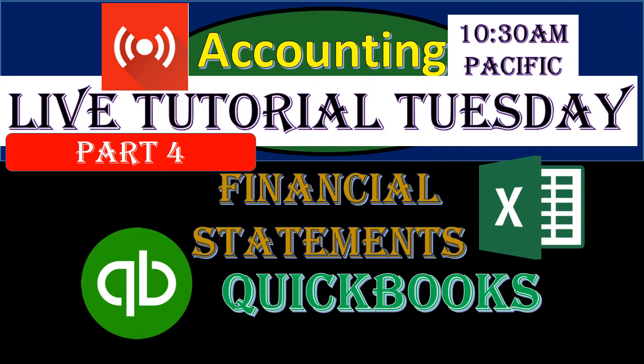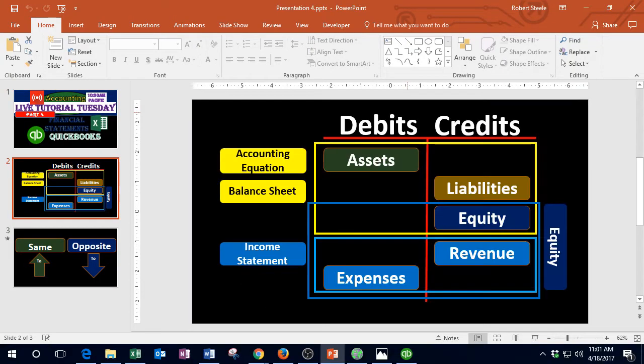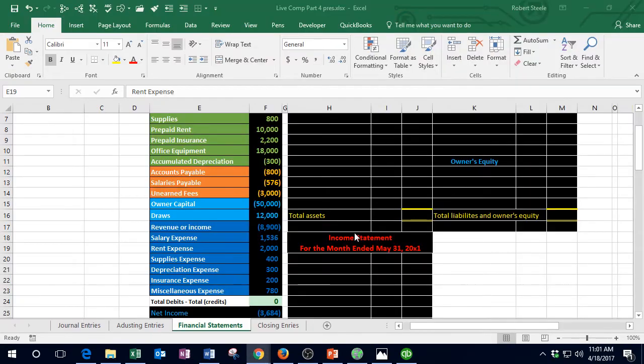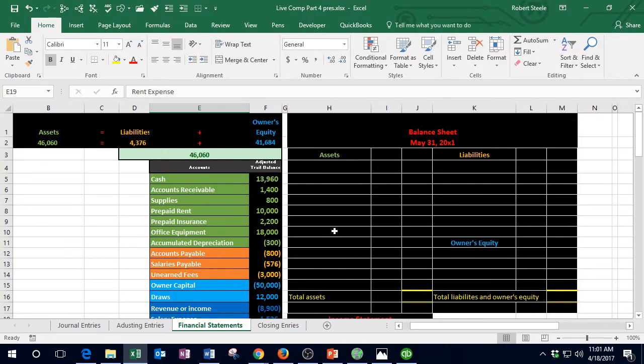Okay, so the materials that we will be using throughout this process will be the Excel worksheet here. So this is going to be us doing it by hand. The idea being that we want to go through a comprehensive problem by hand, put it into Excel, and then put that same comprehensive problem into QuickBooks.